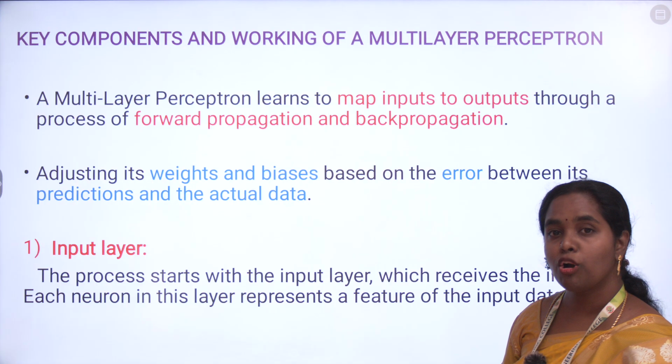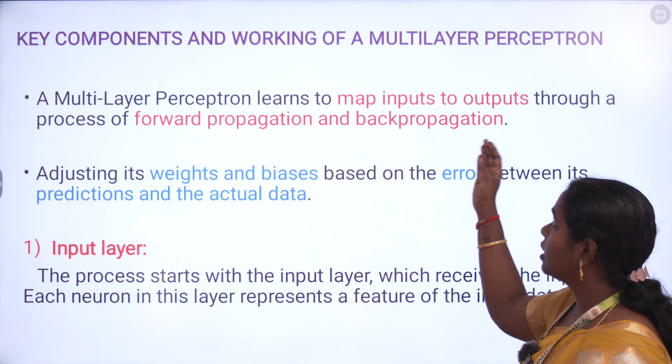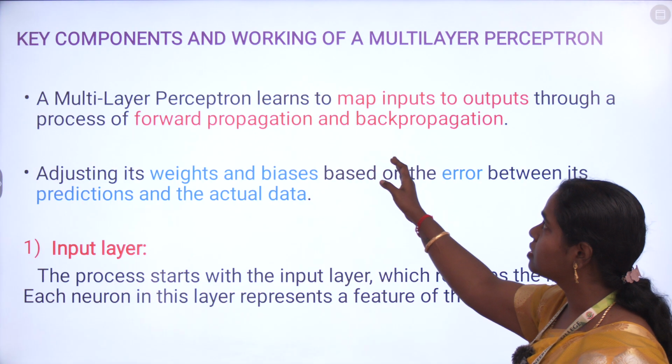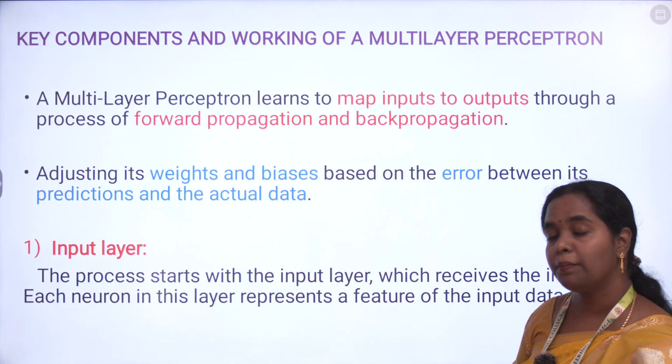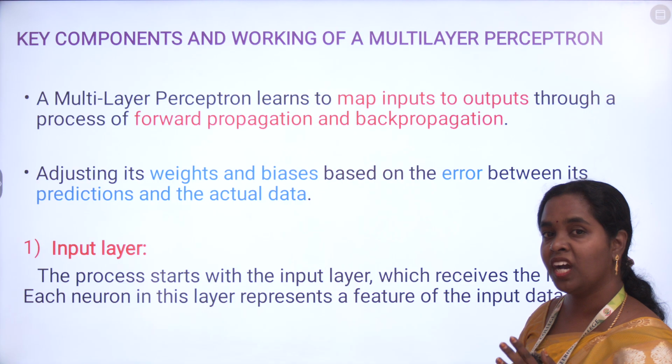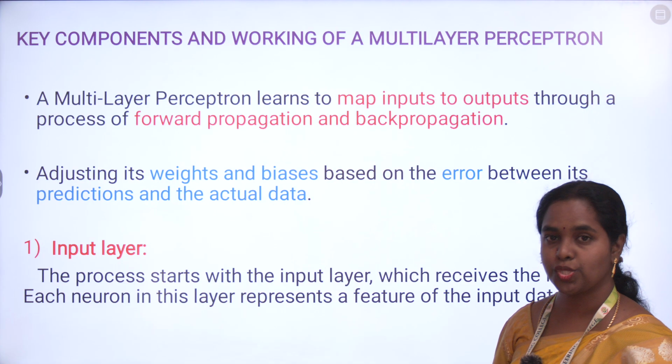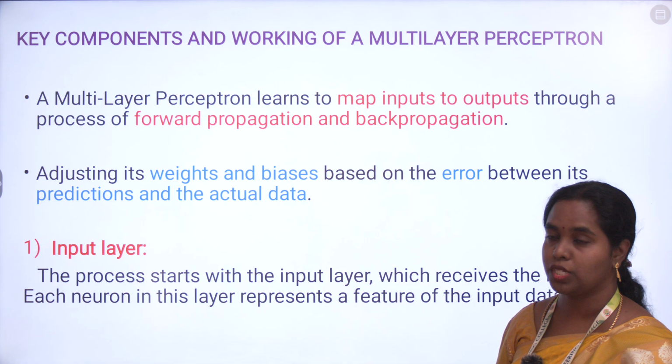Next, the key components of the working of a multi-layer perceptron. First, the multi-layer perceptron learns to map the input into the output based on two methods: one is forward propagation and the second one is backward propagation.